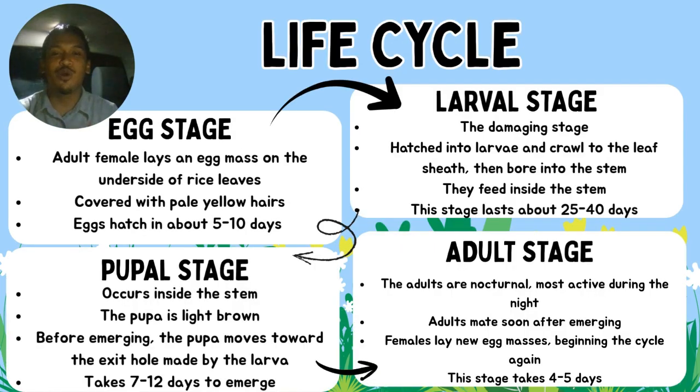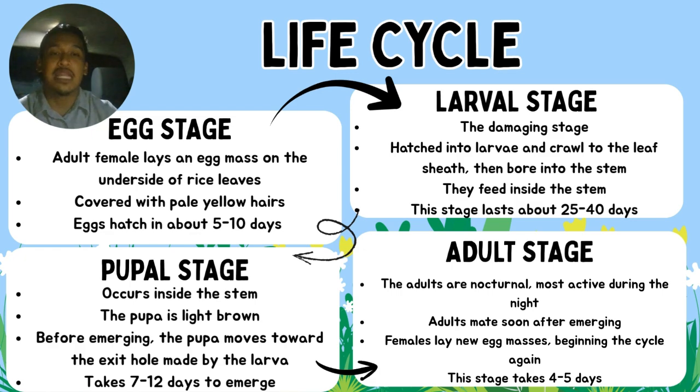Now let's look at the life cycle. There are four stages of the white stem borer life cycle. The first one is egg stage, second is larval stage, third is pupal stage, and lastly is adult stage. So let's look at the first one. The adult female lays an egg mass on the underside of a ripe leaf, covered with pale yellow hair which comes from the abdomen of the adult female, and the eggs usually take about 5 to 10 days to hatch.